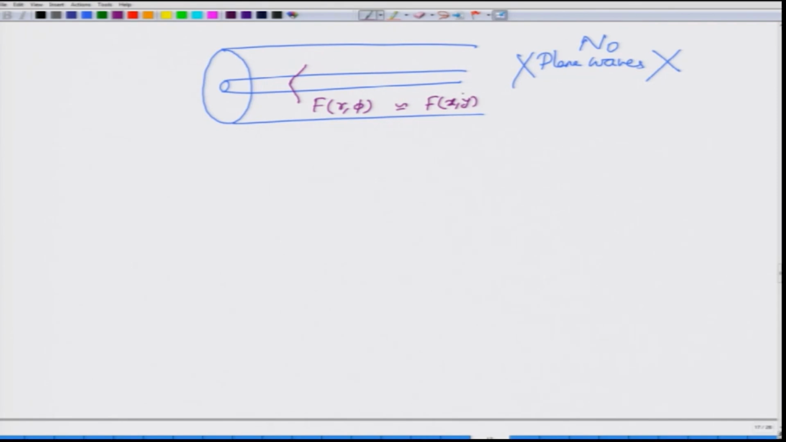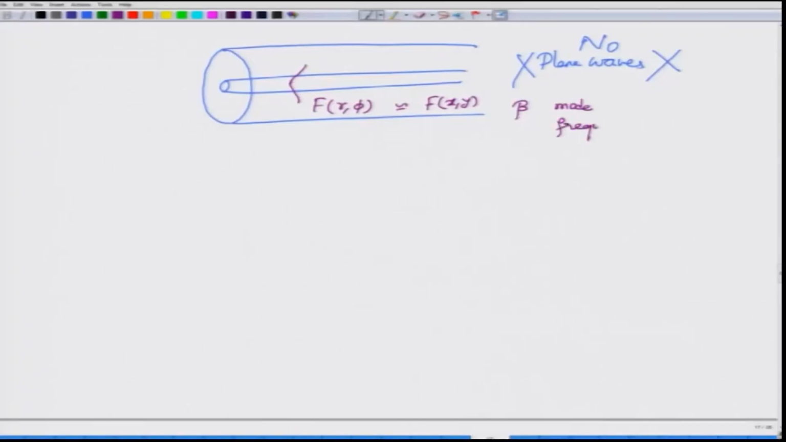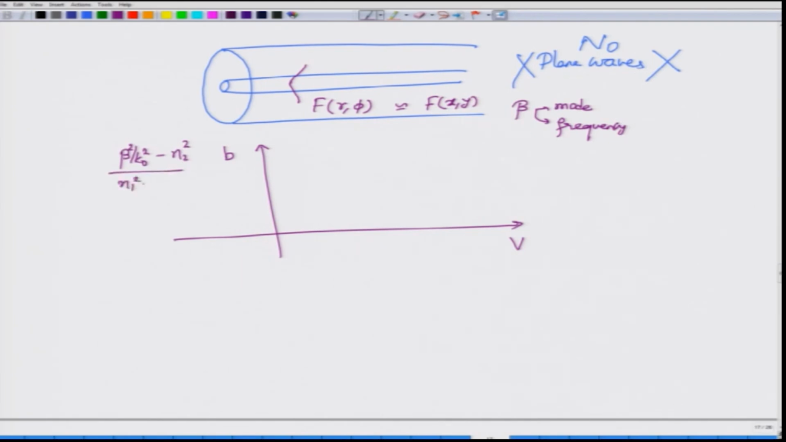And we have also seen, or if you have not seen it already, you will see it soon, that the propagation constant beta actually depends on what mode the light is propagating in and what frequency it is propagating at. Where have you seen this? Well, you have seen this when you have plotted the so called B versus V curves, and if you have not seen this earlier, you can see it now, where we define B as beta square by k0 square minus n2 square divided by n1 square minus n2 square.